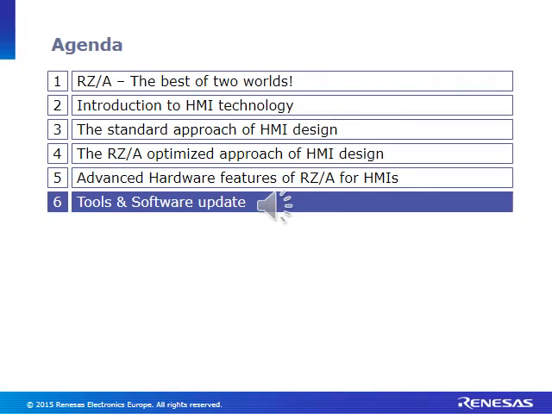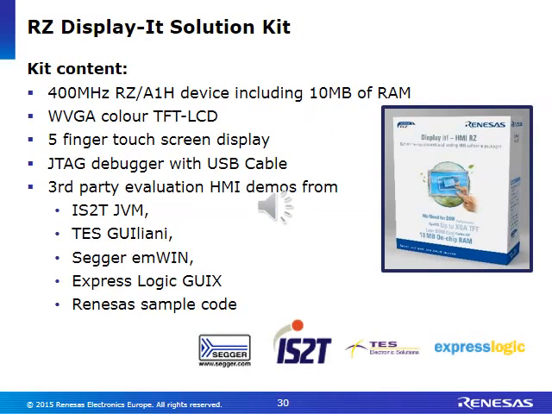We are now coming to the final section of this presentation, which is an update on tools and software. Very importantly for HMI customers, we have just released the display kit. So this solution kit enables engineers to quickly evaluate and demonstrate the leading HMI tools in the industry, accelerating their prototyping and decision-making process. The new displayed RZ HMI solution kit is based on Renesas RZA1 family of embedded microprocessor devices. The solution kit also includes the RZ development board, a WVGA screen, compiler, debugger, and IDE, everything engineers need to start their HMI development once they have selected the HMI software they require.